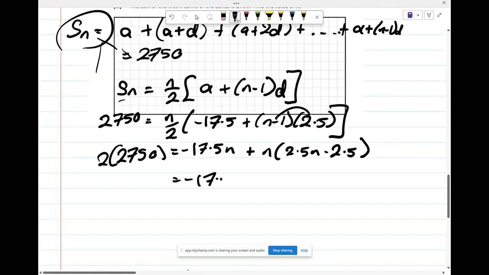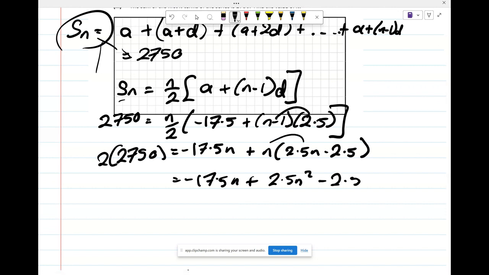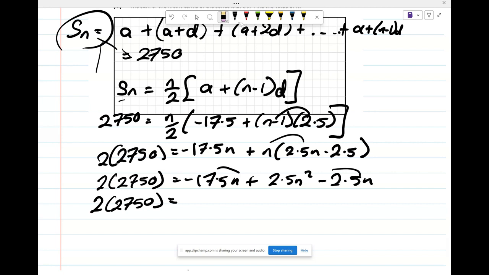So 17.5 n plus 2.5 n squared, I'll just multiply in this n, minus 2.5 n, and all of that's equal to 2 times 2750. So that means 2750 is equal to minus 17.5 n minus 2.5 n. So that's going to be, I think, minus 20 n. Let me just check because I don't want to make a mistake. Yep, minus 20 n plus 2.5 n squared.